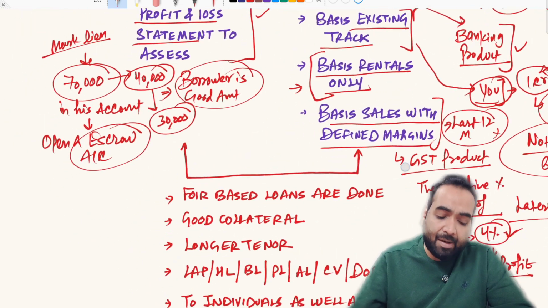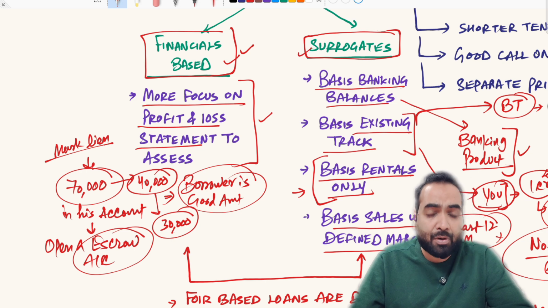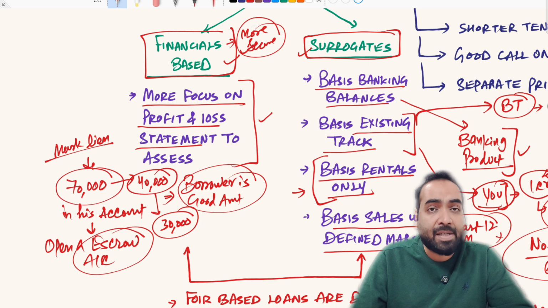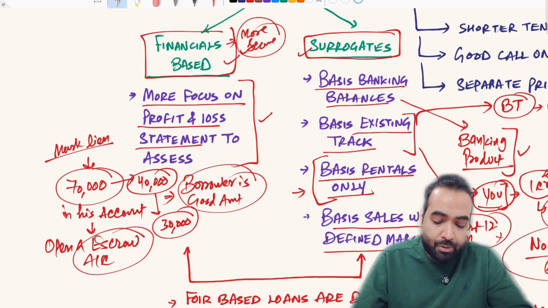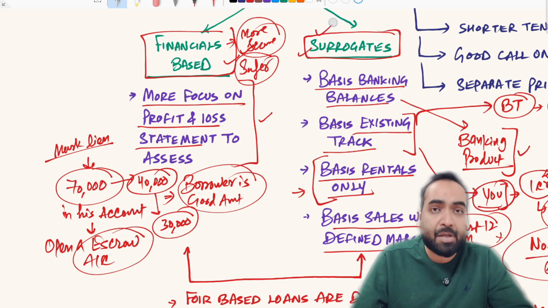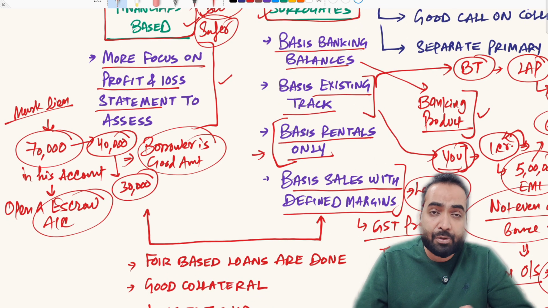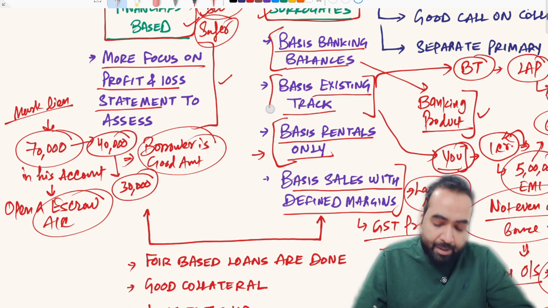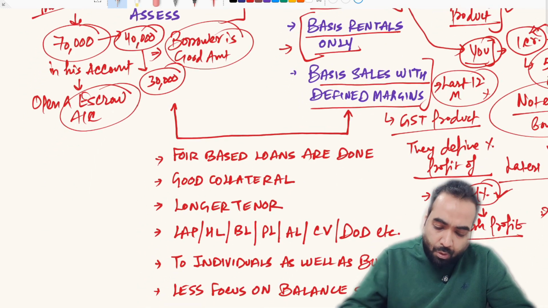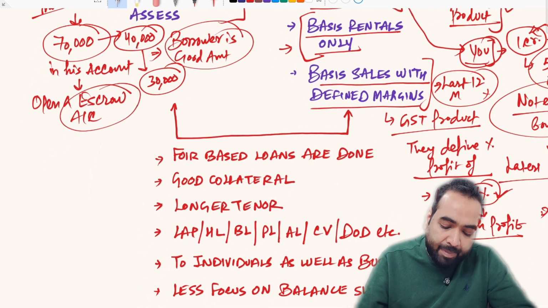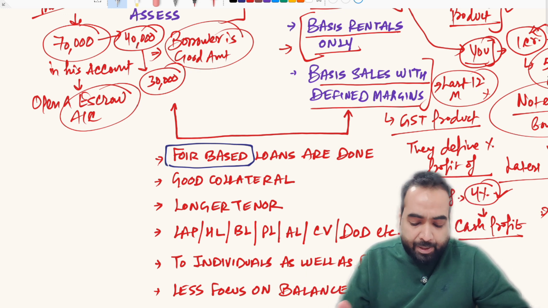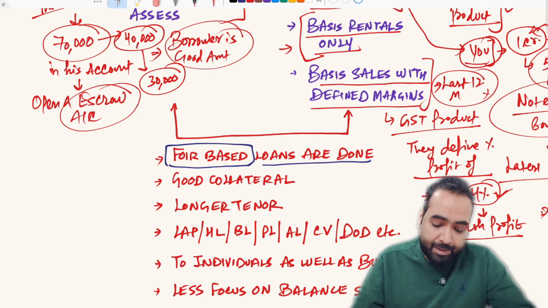So all these products that we have discussed, the financial based and the surrogate products. Financial based are more secure, since you are taking all the documents here: financials, banking, GST. You have the complete 360-degree picture of the borrower. So they are safer than these surrogate products. In surrogate products, you do not have a 360-degree view of your borrower, since you are taking only very limited docs with yourself, right? All these assessments of these loans are done basis the FOIR, fixed obligation to income ratio. We will know about it in coming videos. You calculate the FOIR and do the assessment.